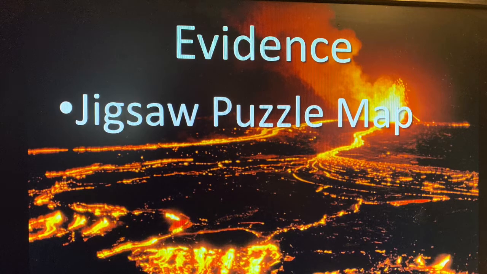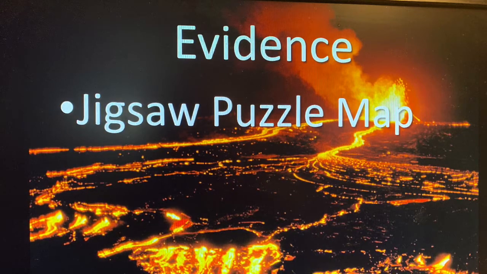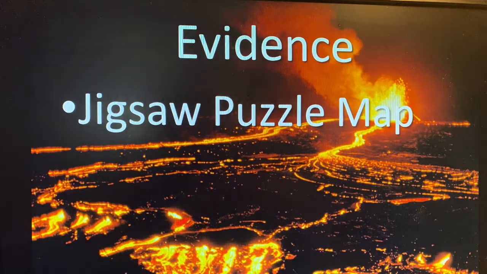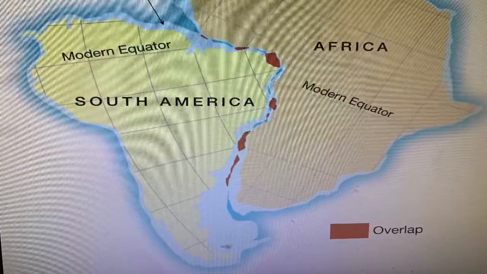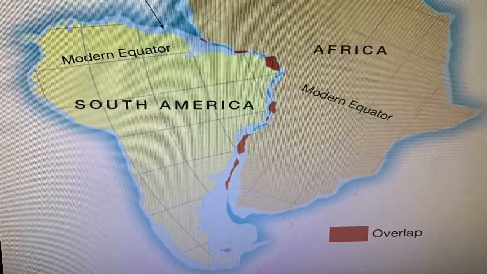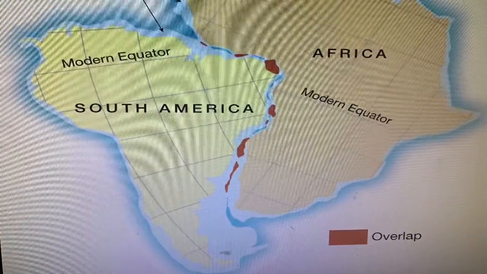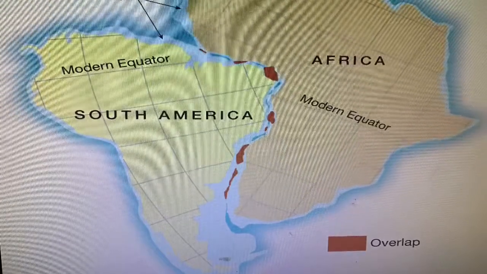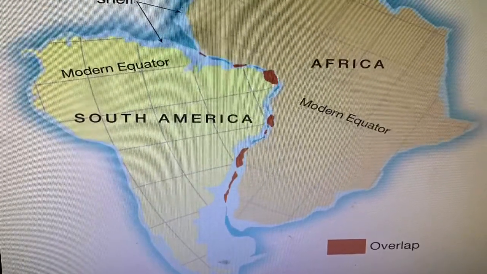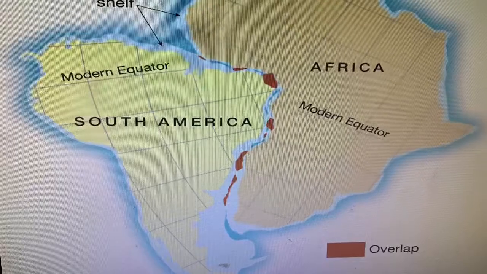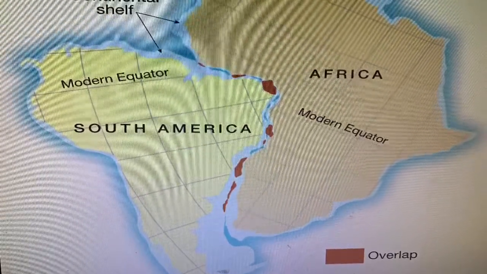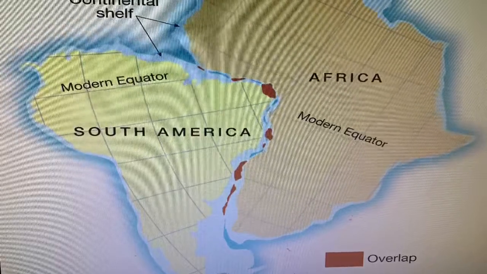One of the simplest pieces of evidence is basically what we call the jigsaw puzzle map. If you've ever looked at a map of the world, you should have noticed that certain continents fit together. The best example is what you see in front of you right now, South America and Africa, specifically the eastern coast of South America and the western section of Africa seem to fit together like puzzle pieces. There are several other sections of the world where this happens as well. Pieces just naturally lock into each other.